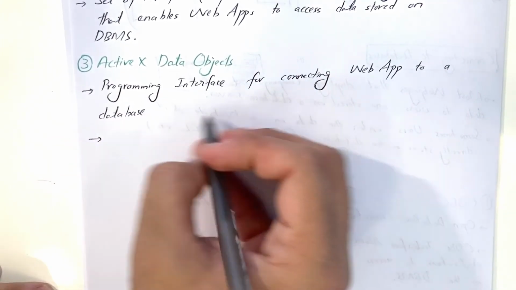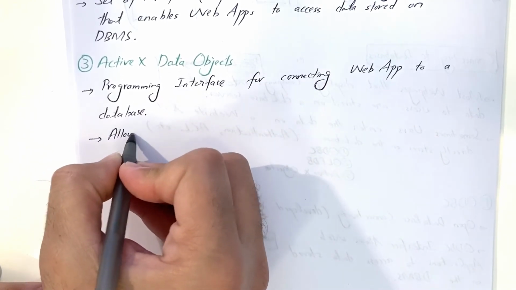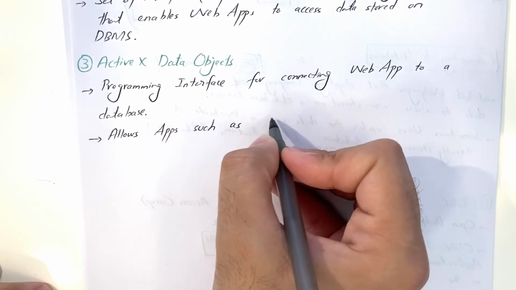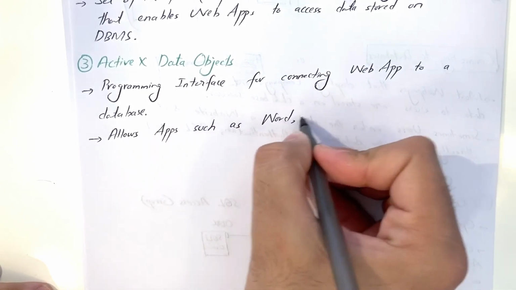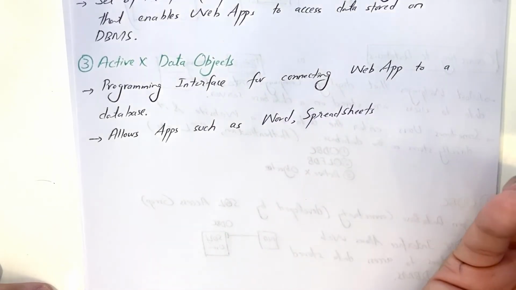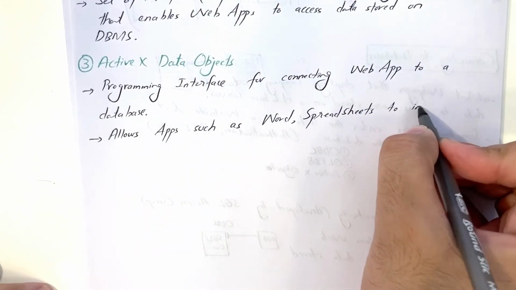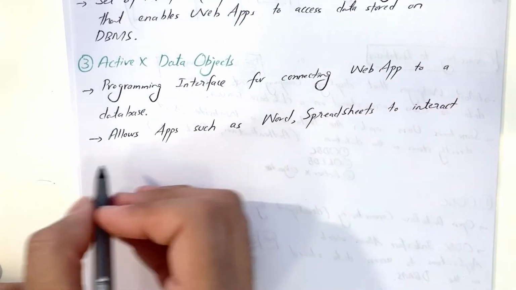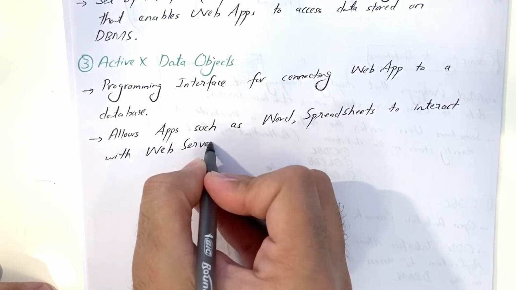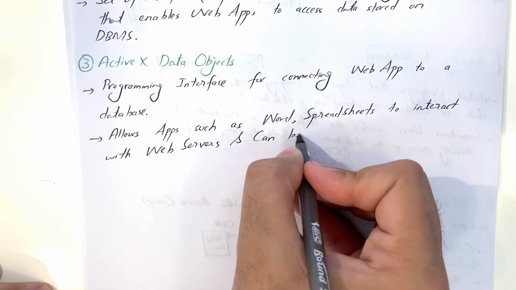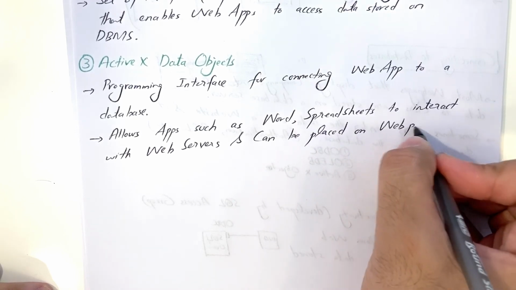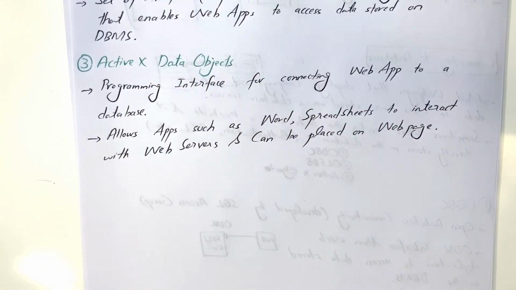Okay, and what it does, it allows applications such as word processing or Microsoft Word, spreadsheets, which include Microsoft Excel, to interact with web servers and can be placed on a web page. Okay, so kind of collaborative stuff.